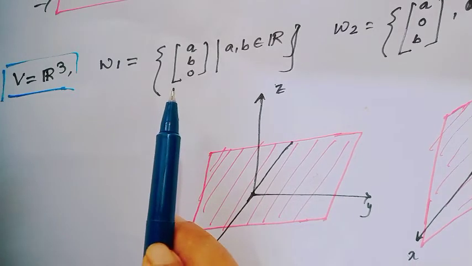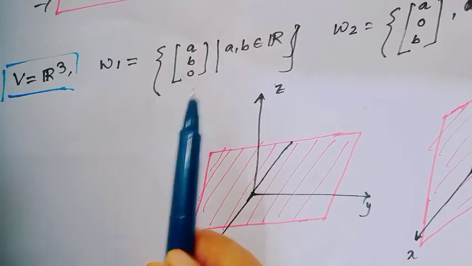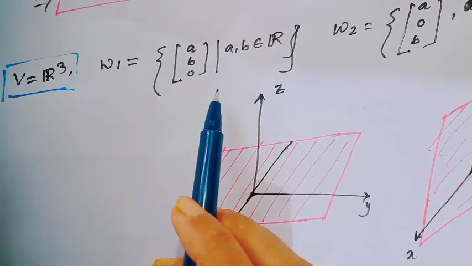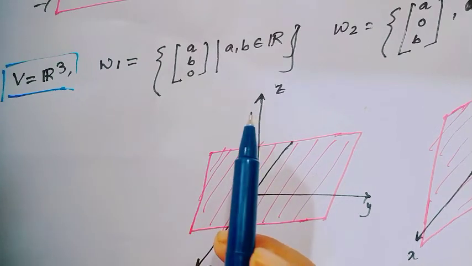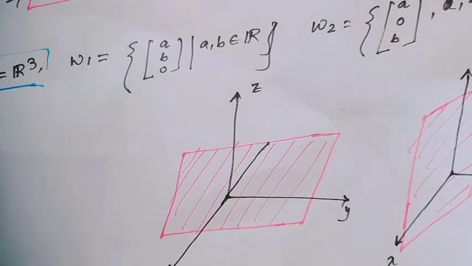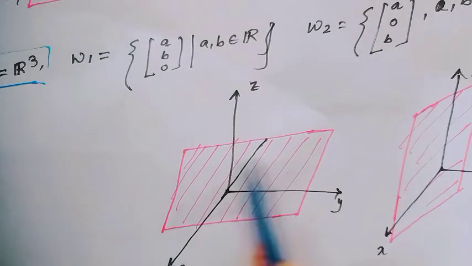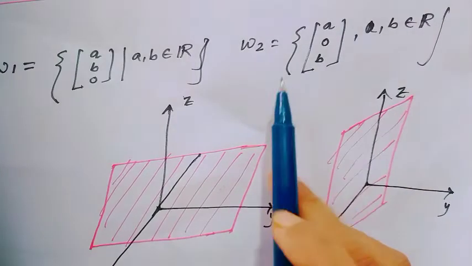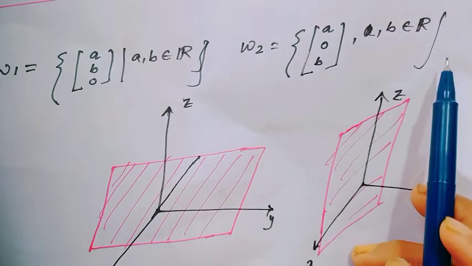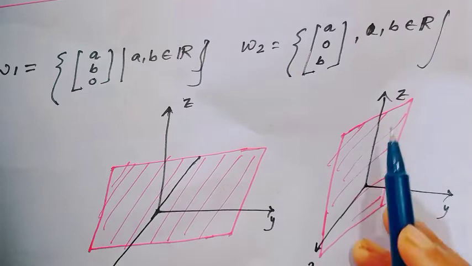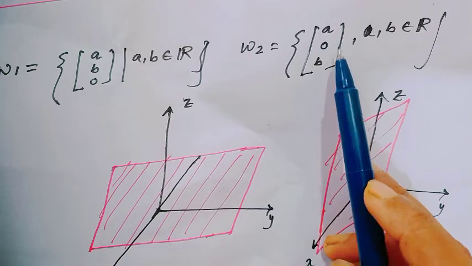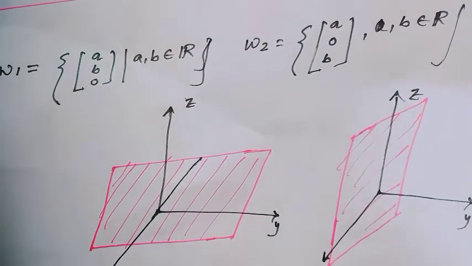Consider one example: V equal to R3, and W1 is the set of vectors (a, b, 0) where a, b belong to the real numbers. That means the set of vectors whose z coordinate is 0. Since the z coordinate is 0, this is actually the xy plane. And W2 is the set of vectors of the form (a, 0, b), with a, b belonging to the real numbers. Here the y coordinate is 0, that means this is the xz plane.